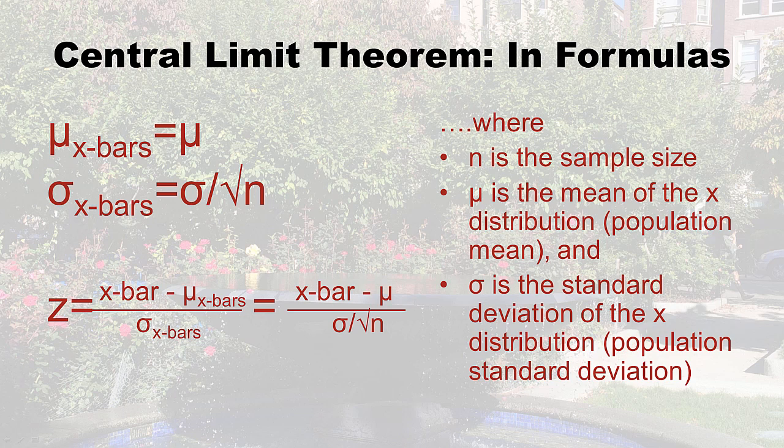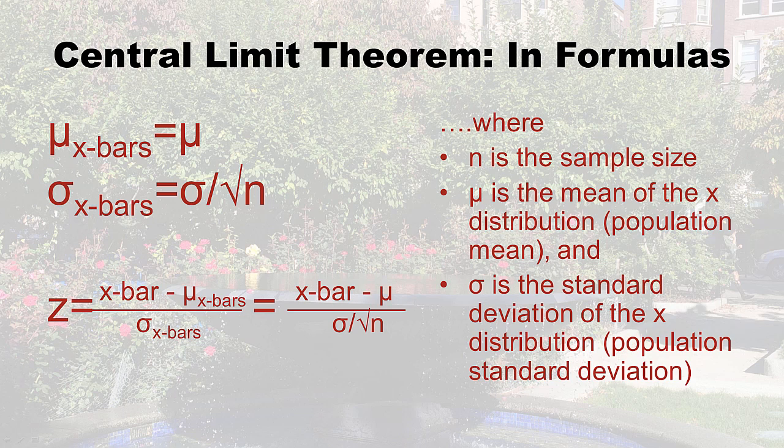So if we look on the left, now this is just a formula version of what I just said. The mu of all the x bars that you could get from a particular sample size in a particular population is going to equal the mu of the population. And the standard deviation of all those x bars is going to equal the population standard deviation divided by the square root of whatever n you picked.